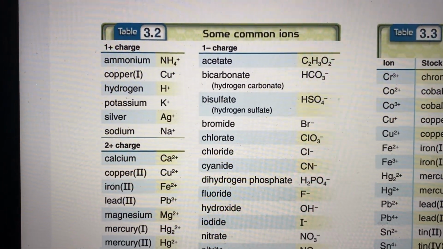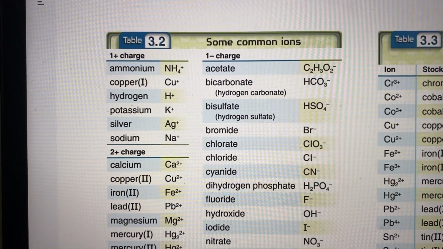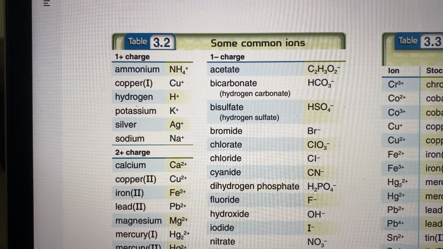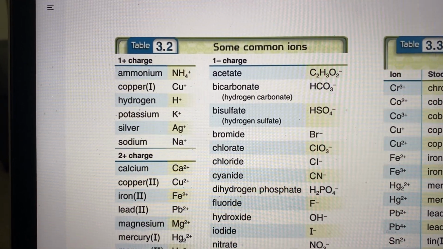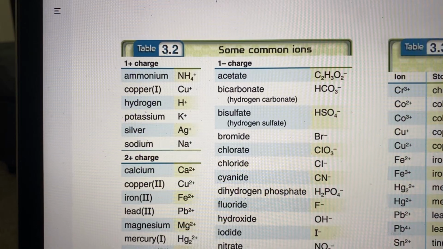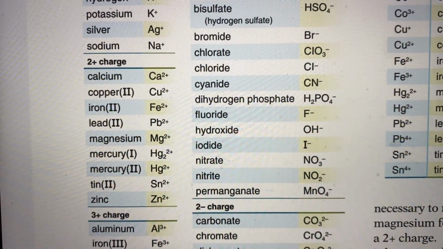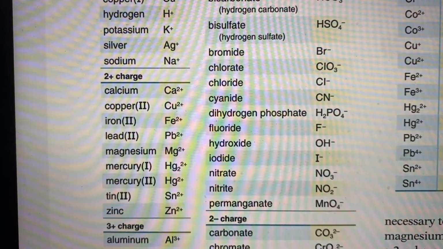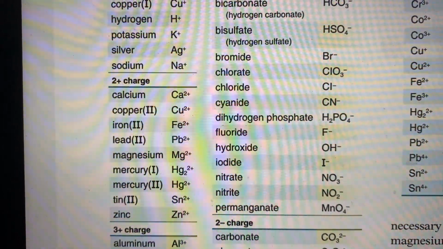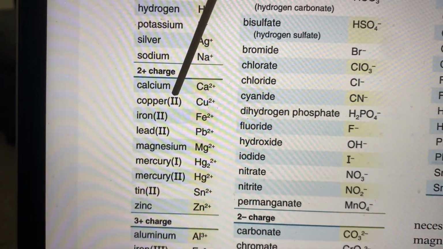So you see in the next below there is copper, and copper has one positive, and hydrogen has one positive, and potassium a positive, silver is one positive, and sodium. So those are all one positive. We're talking about the cations. As we go down further, we have calcium is always 2, has a charge of 2, and then these are really easy to find out. When they have a Roman numeral here, that means how many charges they have.